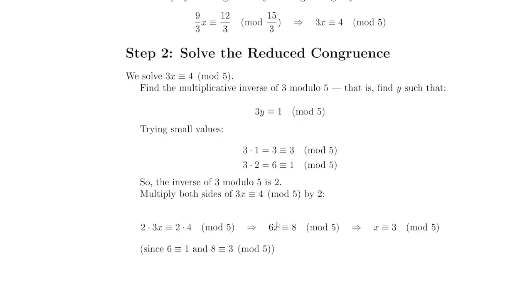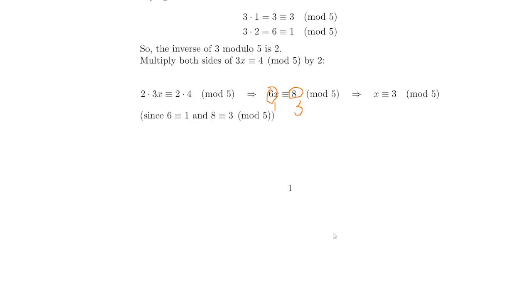So we can multiply both sides by 2, since 2 is a multiplicative inverse. And we get 6x congruent to 8 mod 5. So the 4 and the x basically get multiplied by 2. And we have 6x congruent to 8 mod 5. And 8 mod 5 is just 3 mod 5. And then 6x is congruent to 1 mod 5. So both of these, this turns into 1 and this turns into 3. So we have x congruent to 3 mod 5. So that's going to be one of the solutions.